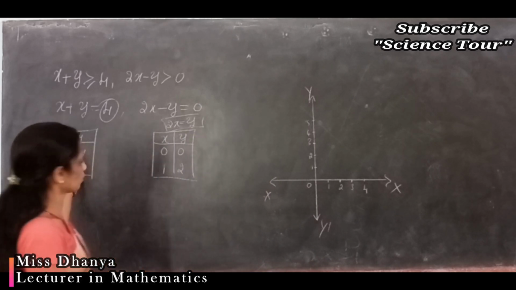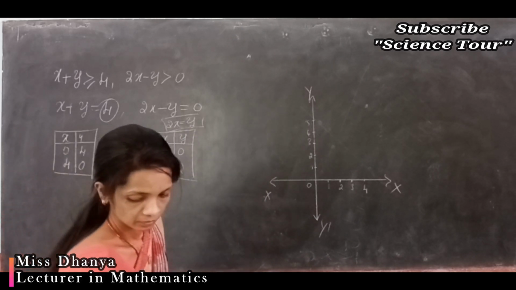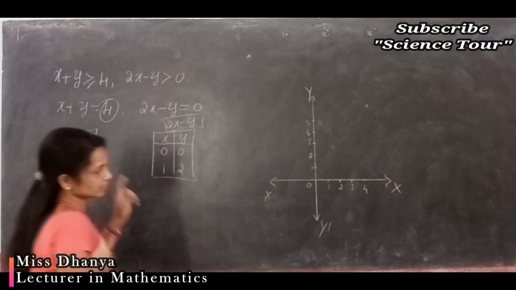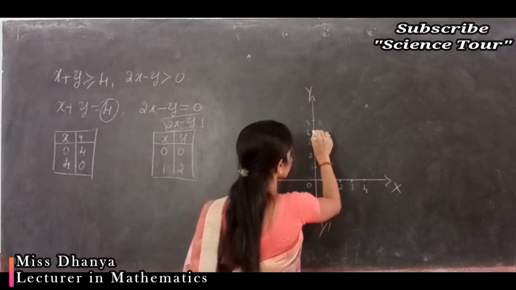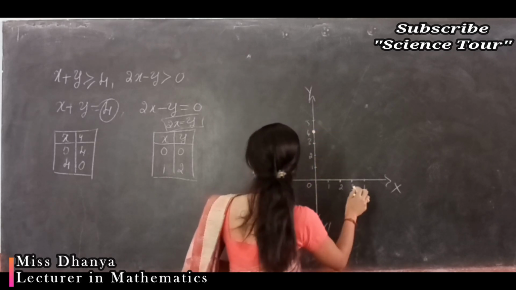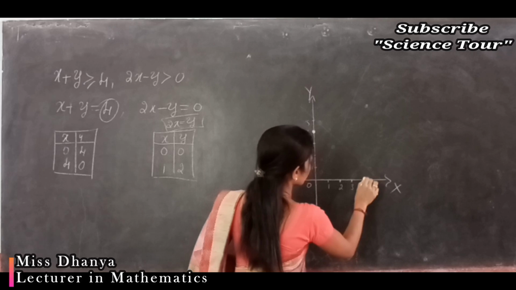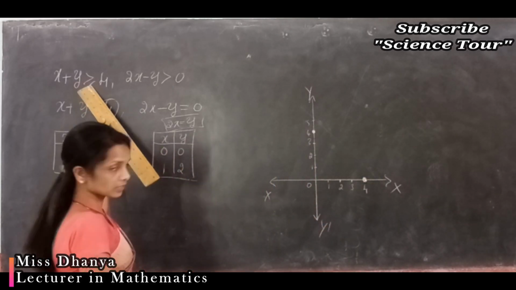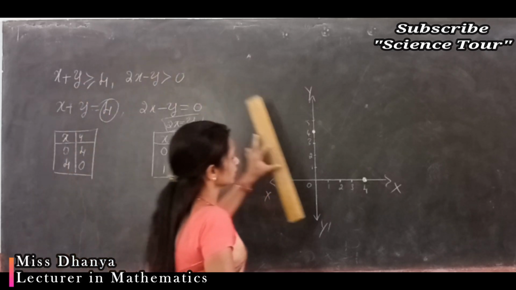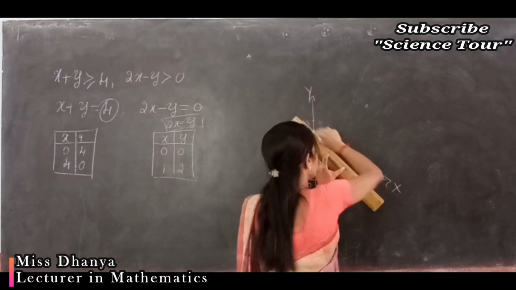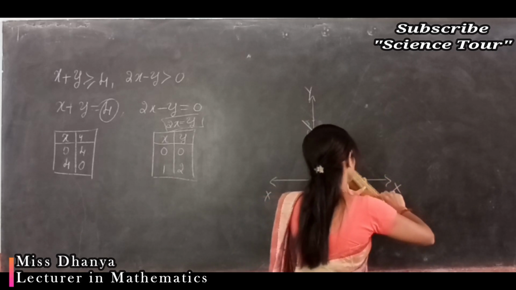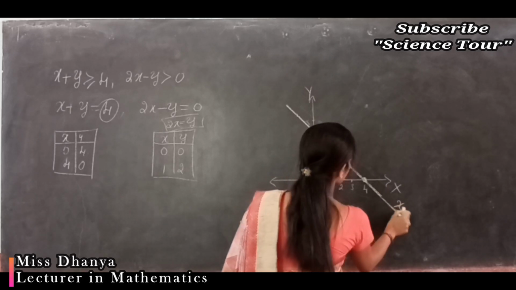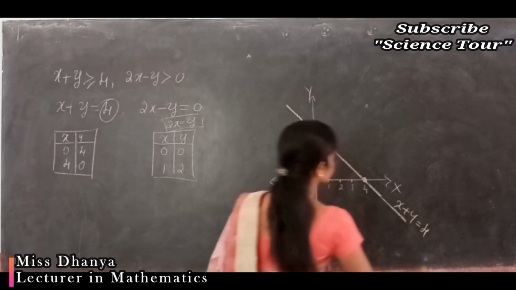And first table points we mark first. First table points are what? 0, 4 and 4, 0. 0, 4, that is here. Then 4, 0. The 4, 0 point is here. Highlight those 2 points and join those 2 points using which line? Using a continuous line, because you have a slack inequality. So join those 2 points by a continuous line and you extend that in both directions. This is the line x plus y is equal to 4.